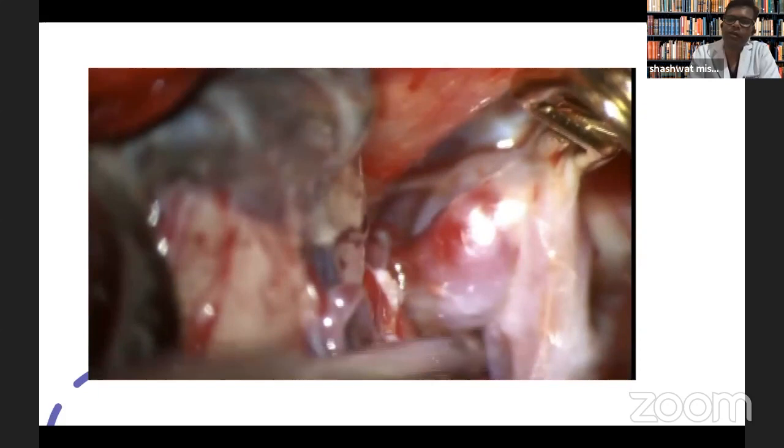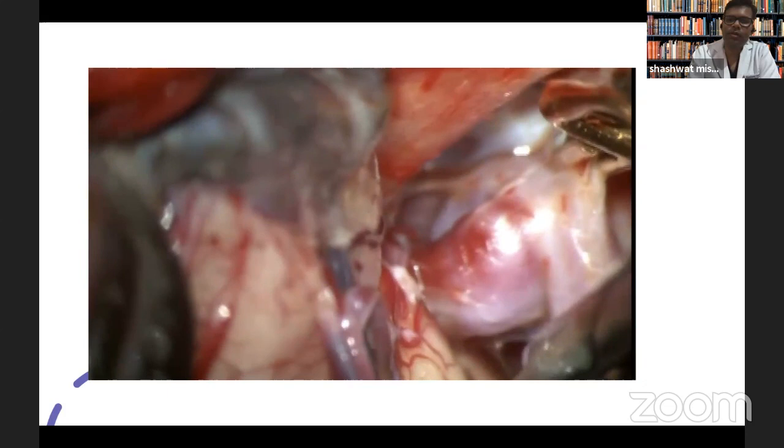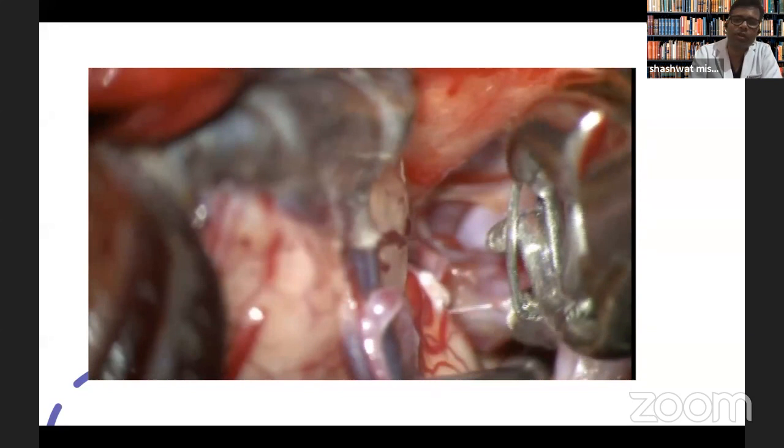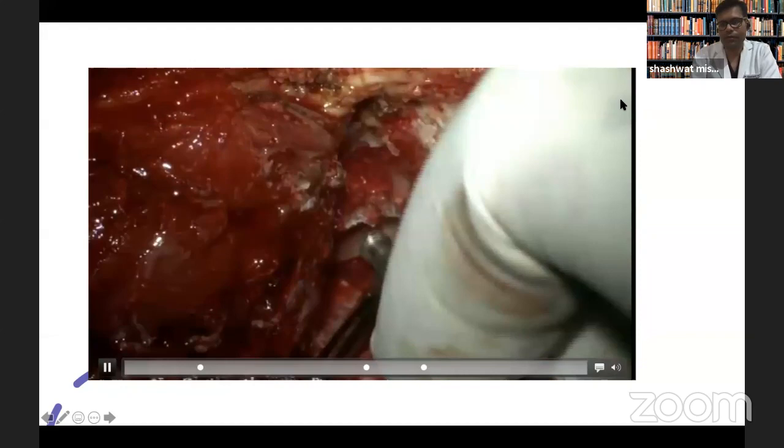So we place a temporary clip, and then we place a permanent clip on the aneurysm. There you can see the PCOM artery taking off from the ICA. Everything is visible, and you are very comfortable working in this region. I really like the transclinoidal approach for PCOM aneurysms now, and I have a very low threshold for removing the ACP for PCOM aneurysms.